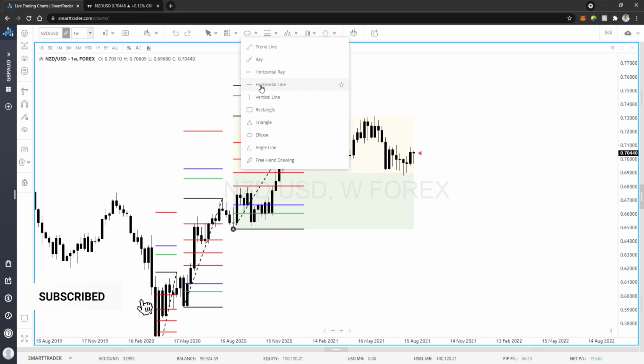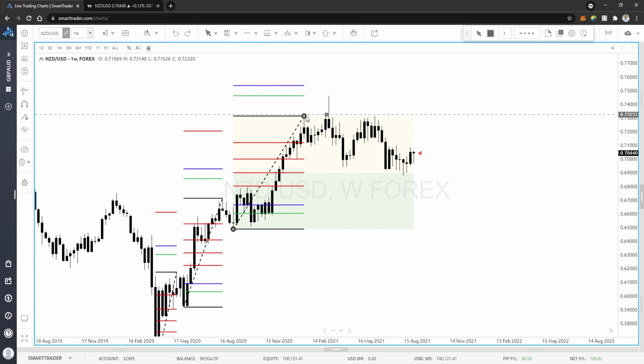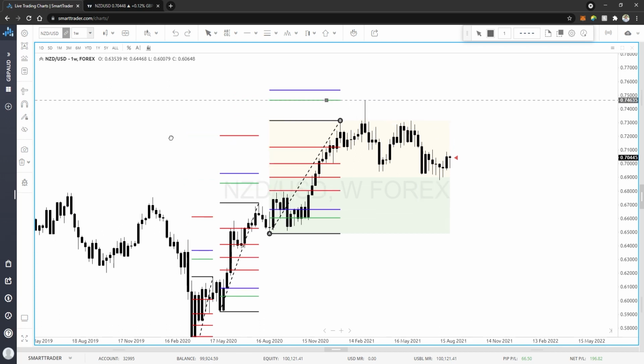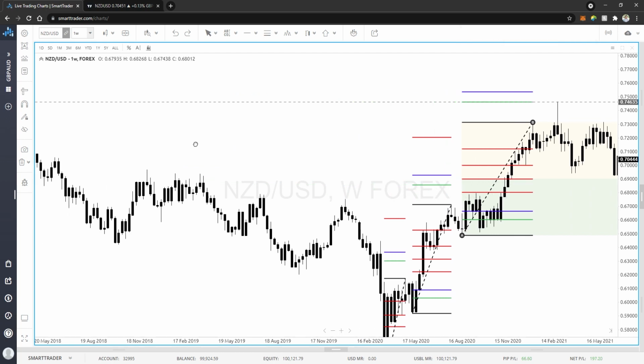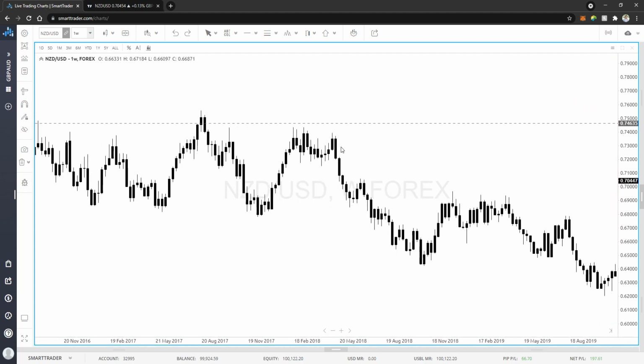So I'm grabbing my horizontal line and I'm just going to mark these areas that I see. This definitely is an area I want to pay attention to. Going backwards, I know without a doubt that this is an area that price has reacted at before. It doesn't matter when, I'm just simply looking at structure. So I'm looking left, and what did I tell you? I said price reacted at this area before.